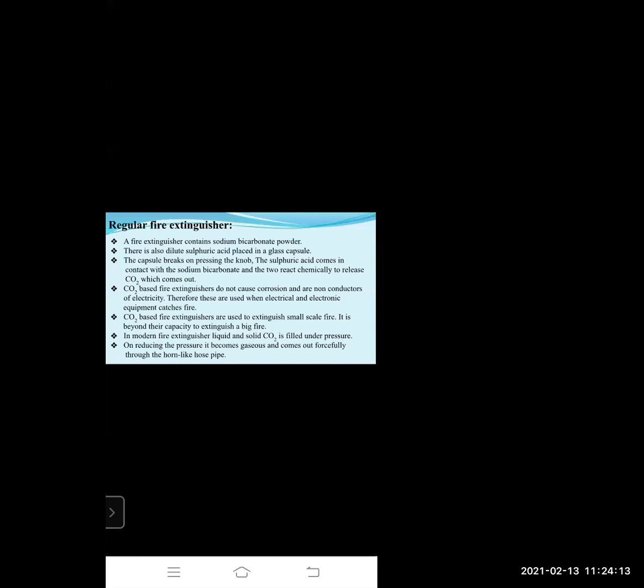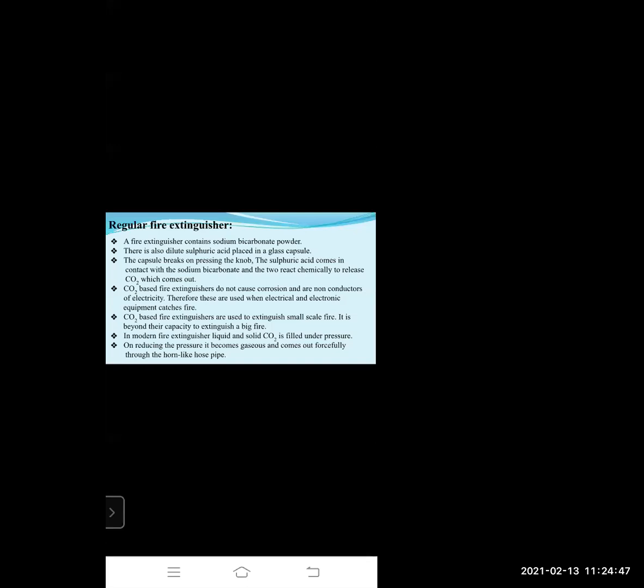Okay. So, see, when the dilute sulfuric acid, after pressing the knob, gets in contact with sodium bicarbonate, then CO2 is produced. Now, what is the use of this CO2 over here? CO2 extinguishes fire. So when the sodium bicarbonate, which is already present in the cylinder, gets in contact with the dilute sulfuric acid, then CO2 is produced.